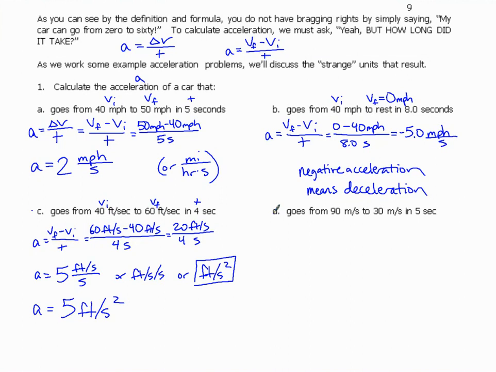Example D, the car goes from 90 meters per second to 30 meters per second in 5 seconds. From 90 is the initial velocity and 30 is the final velocity. 5 seconds is our time.